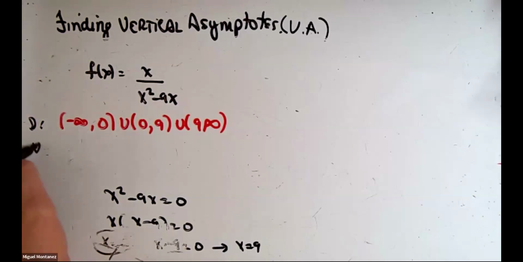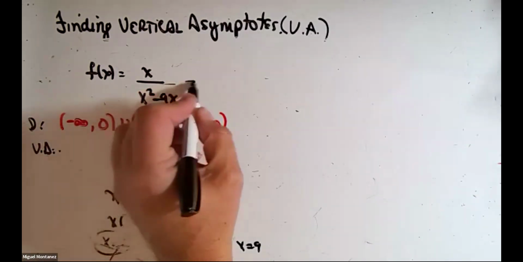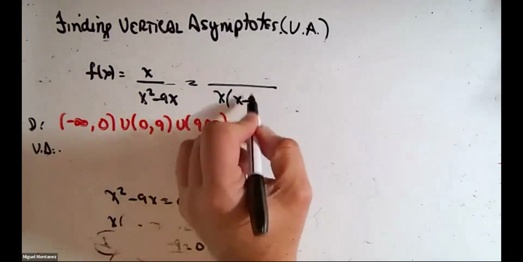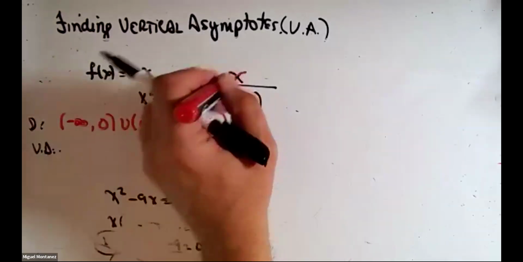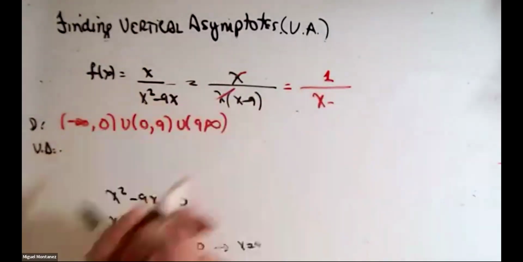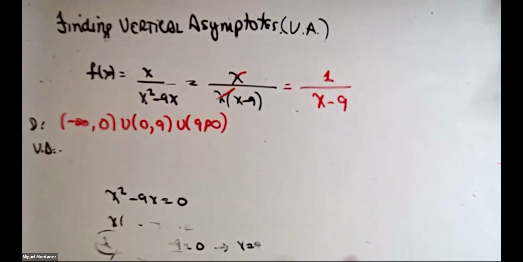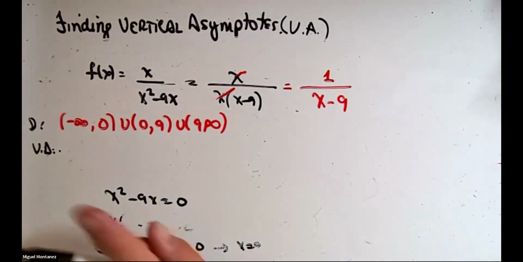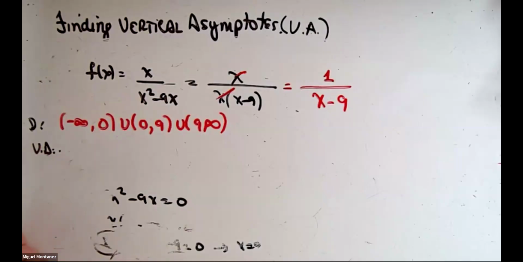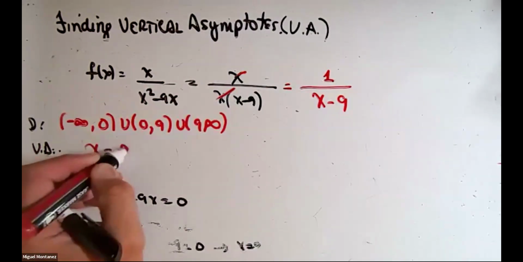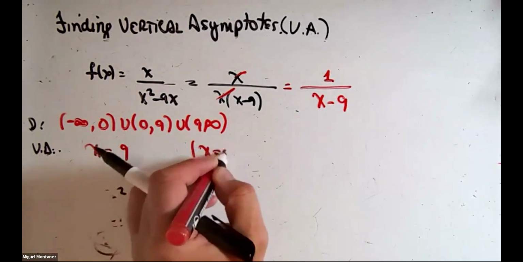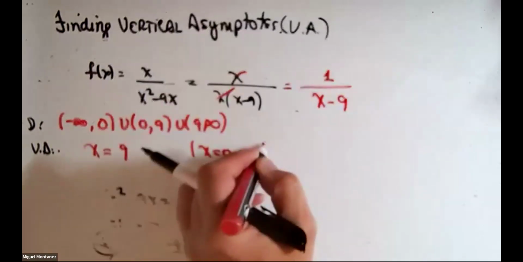However, the vertical asymptotes, let's see what happens. We must factor. So this one factors as x times x minus 9, and here will be x. Notice that indeed x over x simplifies in its simplest form. My function is 1 over x minus 9. So once again, this function experiences only one vertical asymptote, even though we have two restrictions in the domain. In this case, x equals 9 will be your VA, vertical asymptote. And at x equals 0, we have a removable discontinuity.